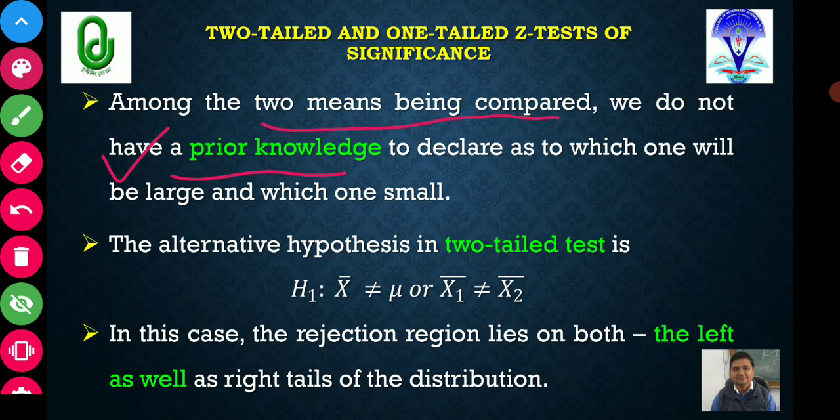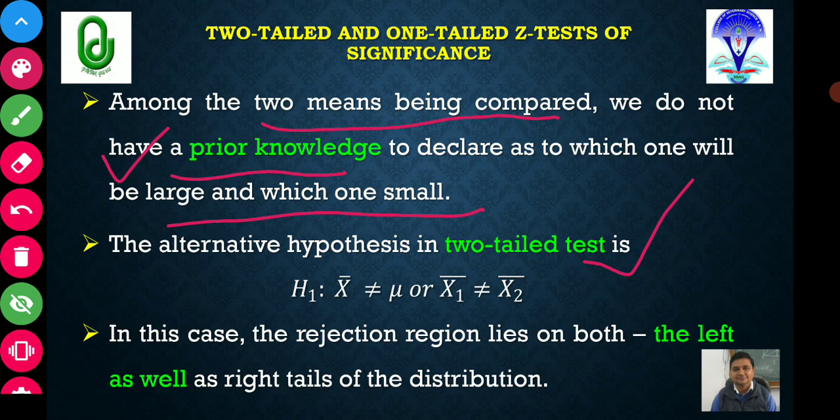So we don't have any prior knowledge to declare which one will be large and which one will be small, whether this will be large or small. So in such a case, the alternate hypothesis will be a two-tail test. Why two-tail test? There will be two conditions.